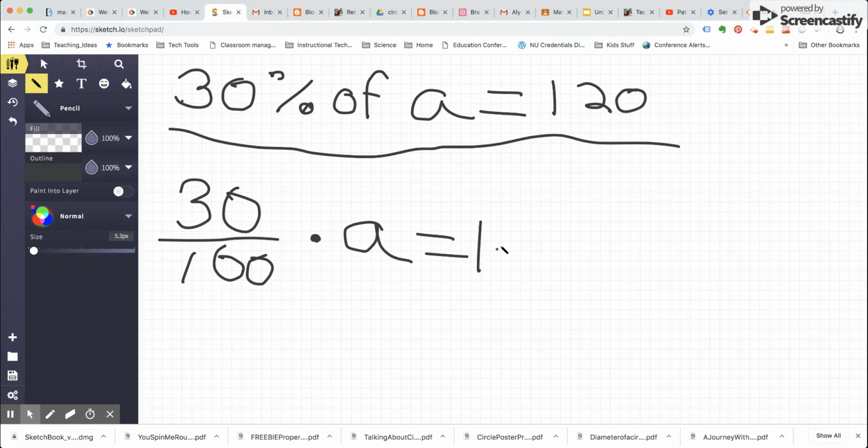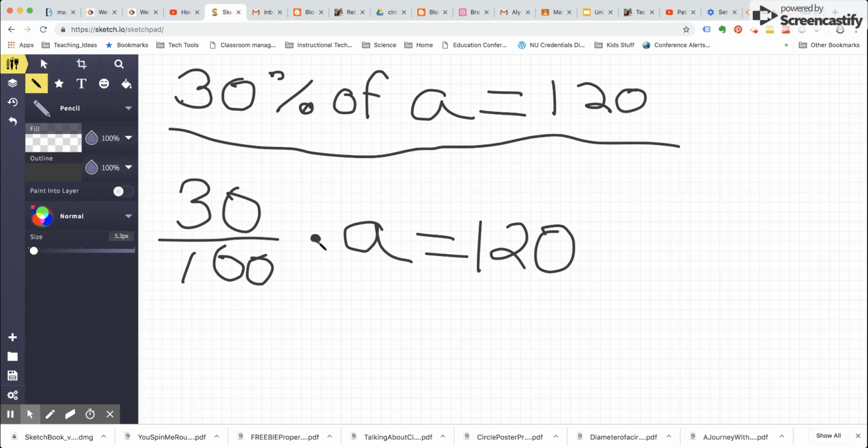All right, hopefully you're following along with me. Now that I've written my problem as an equation, I can try and solve it. 30% multiplied by A equals 120. Now remember, when we're solving equations, we try and isolate the variable, which is right here. We do that by doing the inverse of what the operation is telling us.